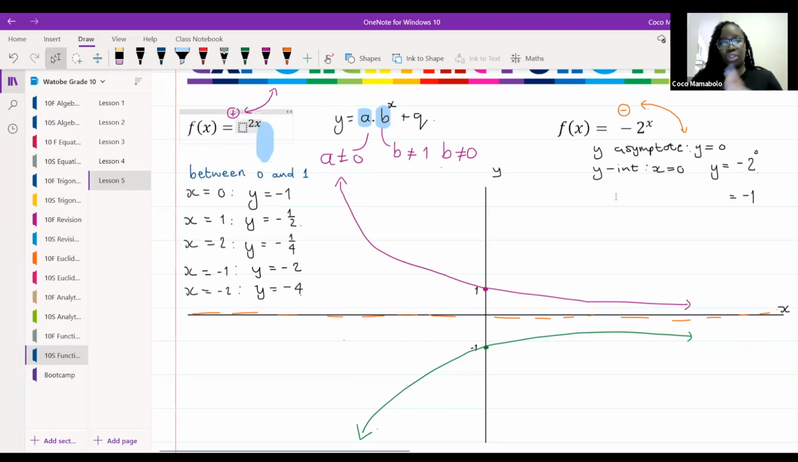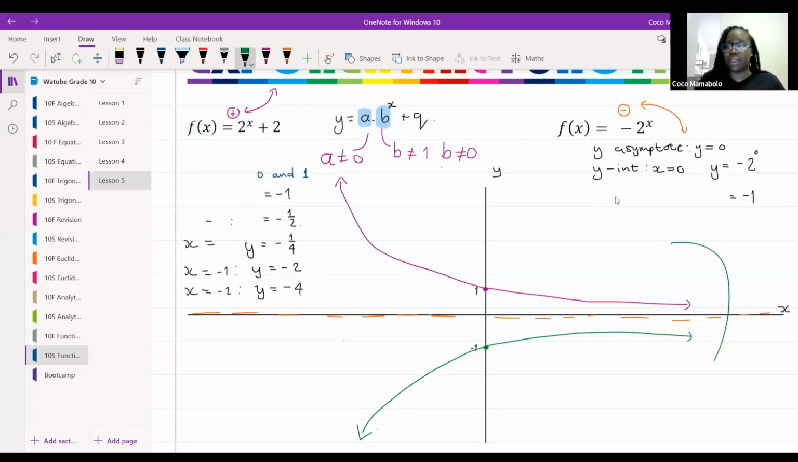Plus 2. Let's move things up and down, guys. If it's negative, then it flips this way.